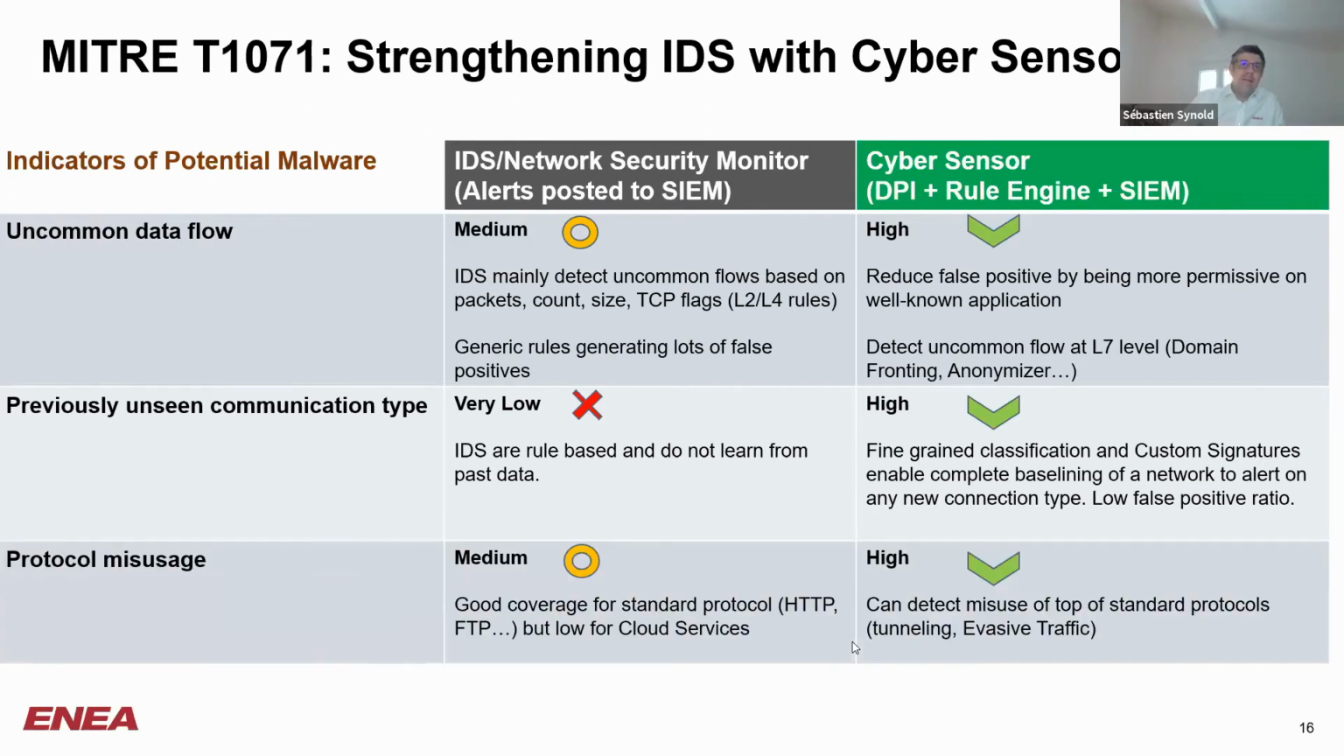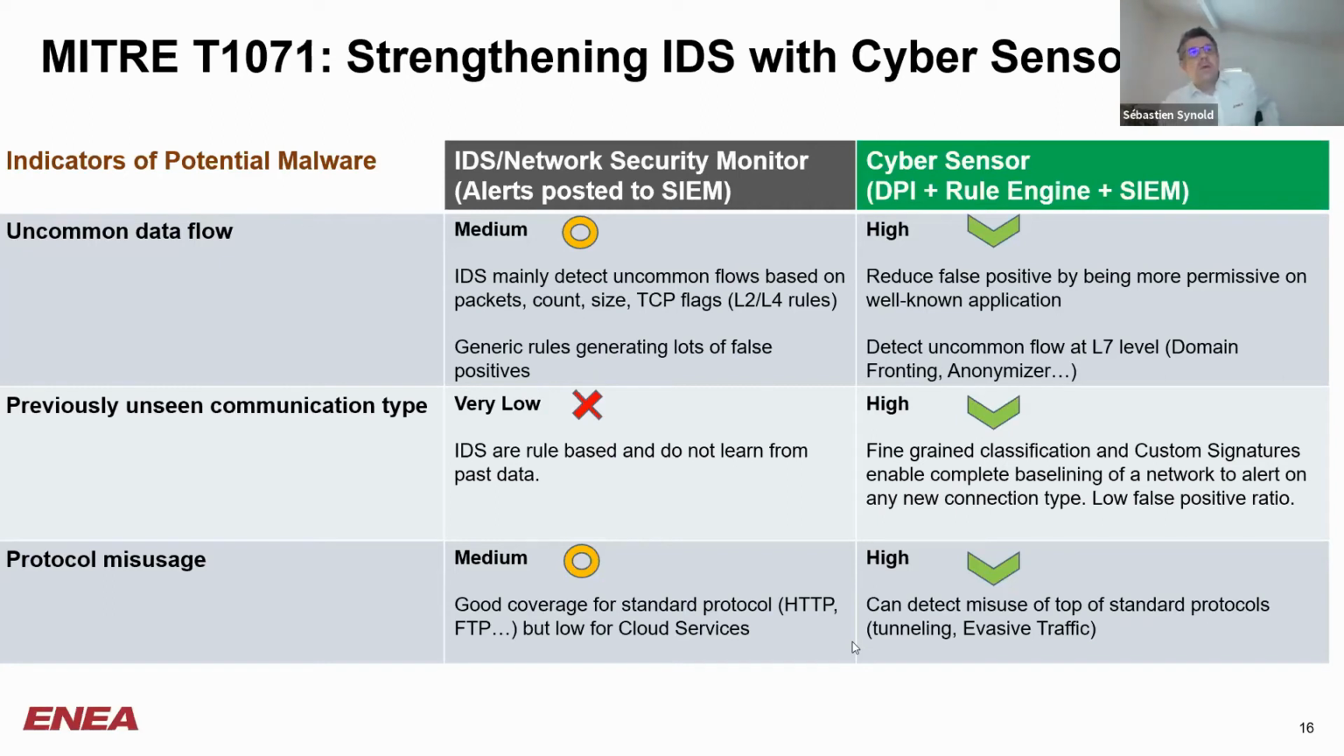And at last, the last technique is about protocol misuse. IDS are efficient for standard protocols like HTTP, FTP, or email protocols like POP3, SMTP, or IMAP. But a cyber sensor can go further and detect evasion methods, such as tunneling on top of standard protocols, like tunneling on top of ICMP or on top of DNS.